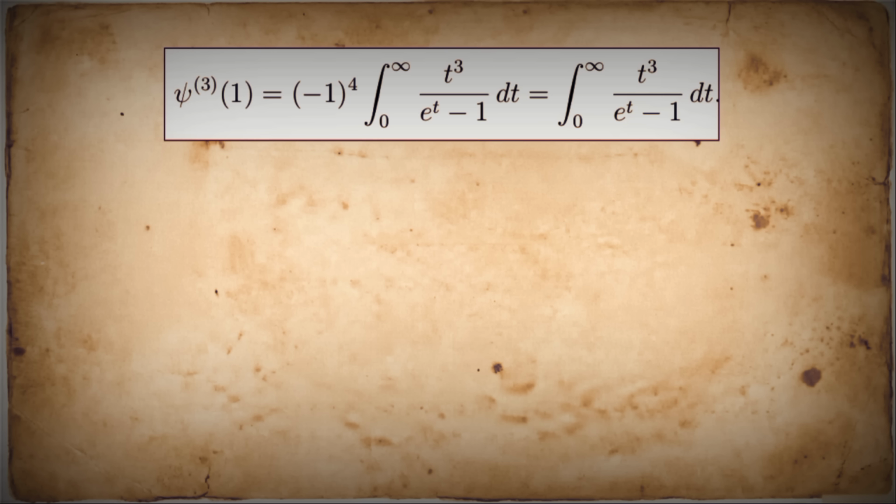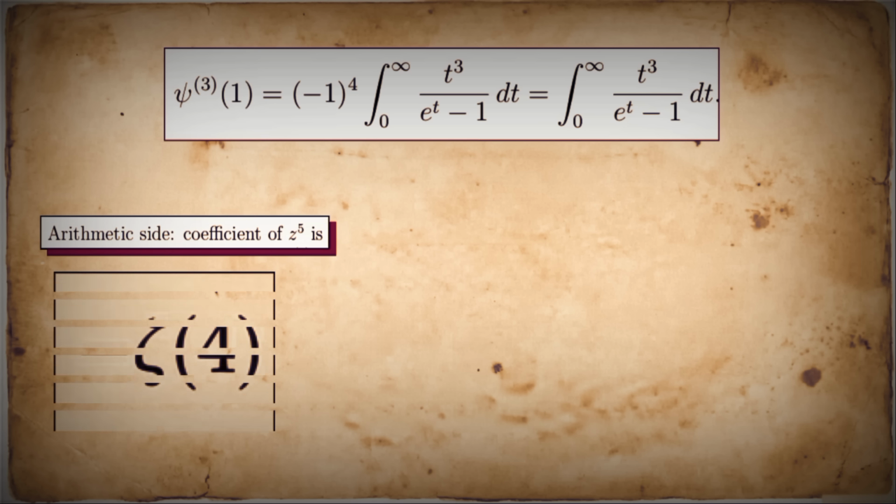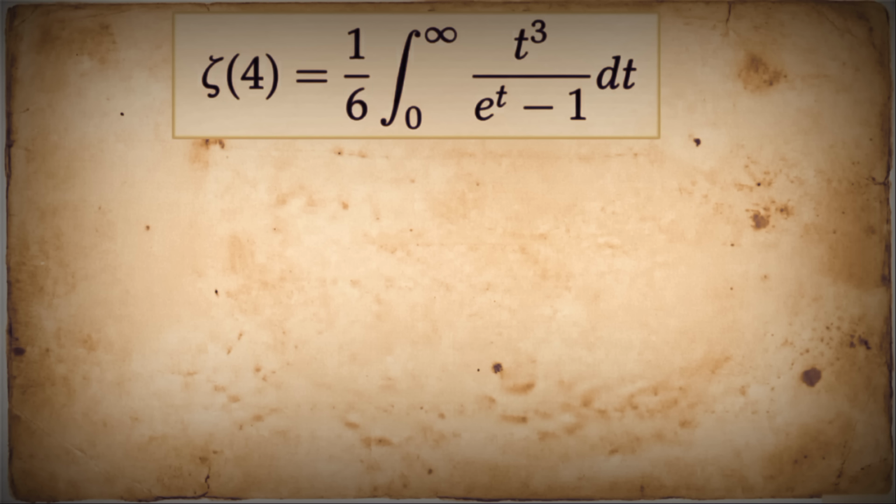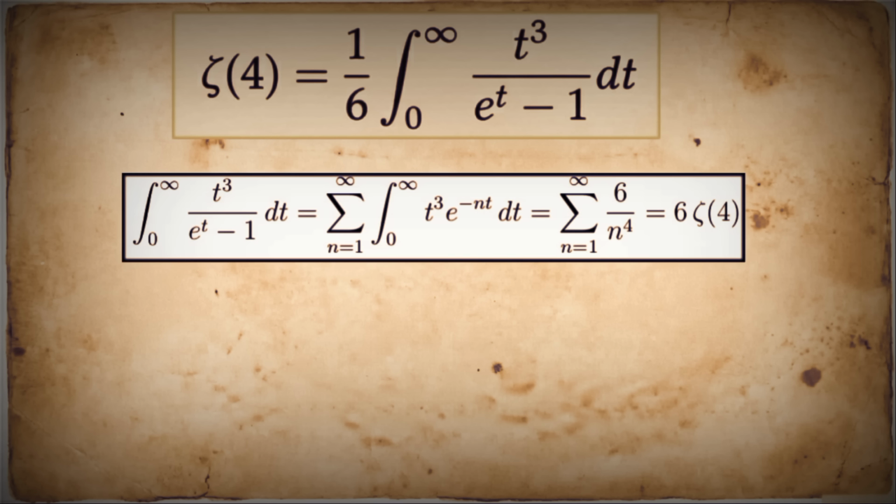This follows directly from the general polygamma integral formula. Equating the two sides and solving for zeta of 4, it equals 1/6 times the integral from 0 to infinity of t cubed over e to the t minus 1. This matches the universal formula with k minus 1 factorial equal to 6. The integral from 0 to infinity evaluates to pi to the fourth over 15.